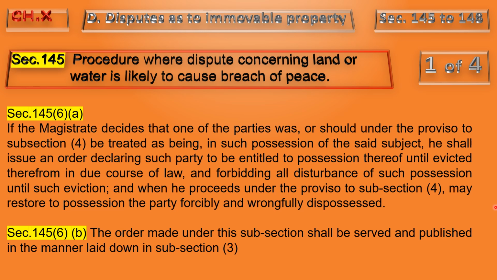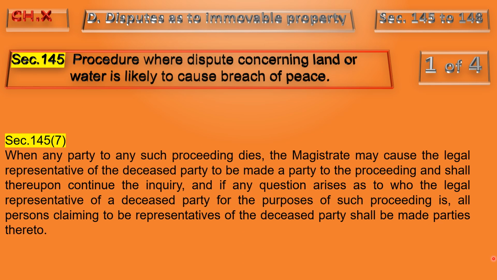Further, Clause B of subsection 6 of section 145 says, the order made under this subsection shall be served and published in the manner laid down in subsection 3. So whatever the order is going to be made, it will be published as it is already given under subsection 3. Next, subsection 7 of section 145. When any party to any such proceedings dies, the magistrate may cause the legal representative of the deceased party to be made a party to the proceedings and shall thereupon continue the inquiry.